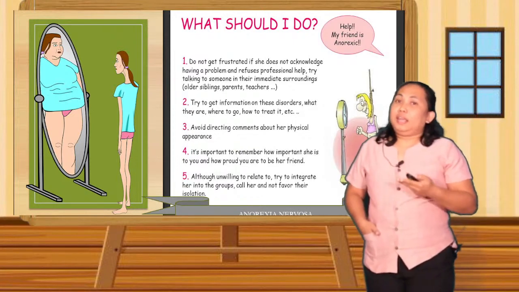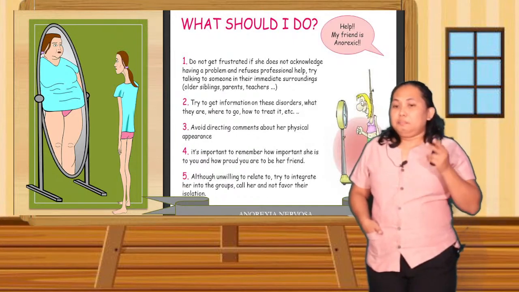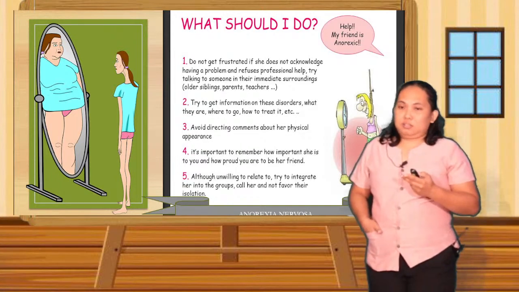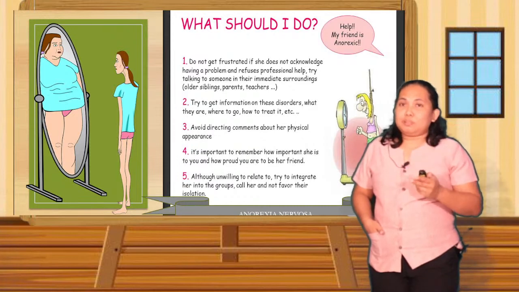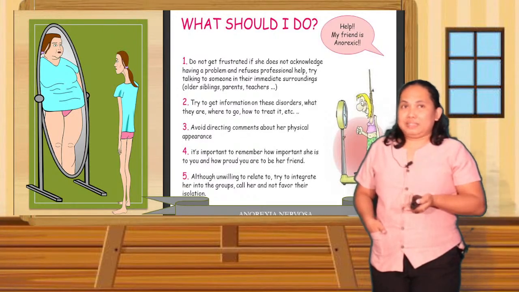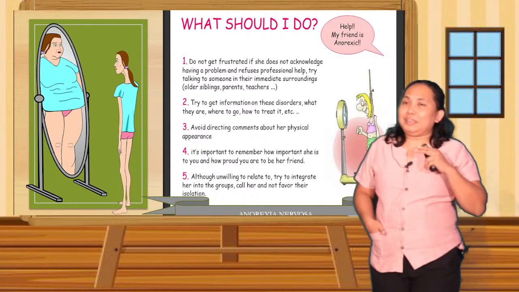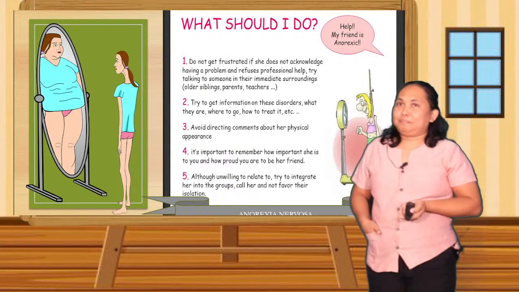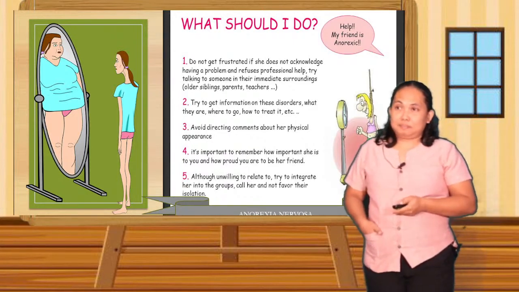Okay? And the last one is, although unwilling to relate, try to integrate her into the groups. Call her and do not favor their isolation. Do not recommend isolation, because going within the groups will give us some distractions from the problems that we encounter. It can divert our attention. And perhaps joining a group can boost our social well-being. Okay, so that is all about anorexia nervosa.